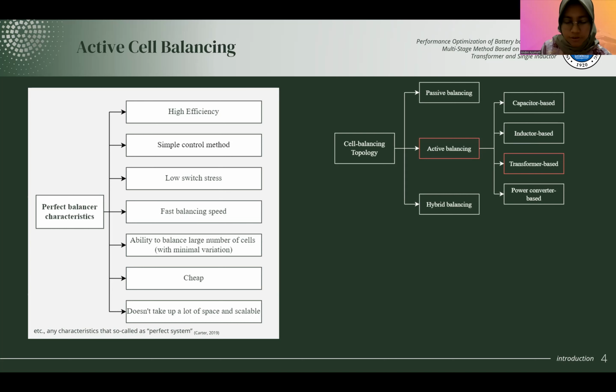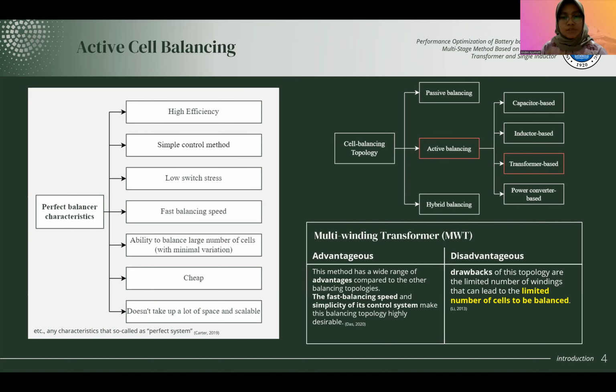The main focus of this research is to use the multi-winding transformer as our base of active balancing topology. This method has a wide range of advantages in comparison with other balancing topologies, like fast balancing speed and the simplicity of its control system, which makes this balancing topology highly desirable. But of course, every system has its own drawbacks. In this topology, there is a limited number of windings, which leads to a limited number of cells that can be balanced.